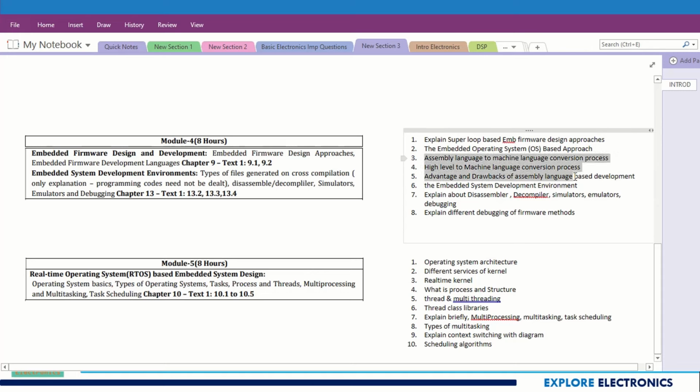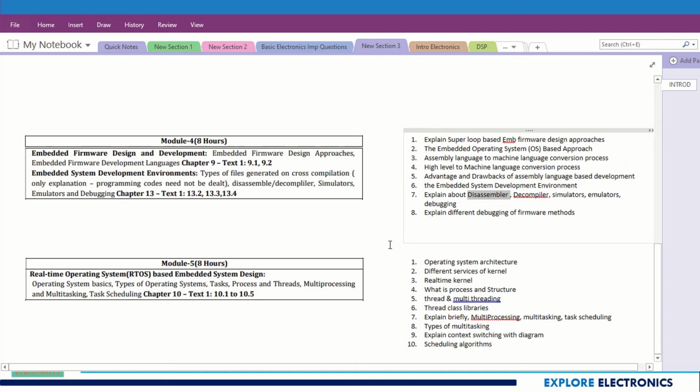This is also very, very important, these two. And coming to advantages and disadvantages of assembly language, you may get, or the embedded system development environment, they may ask. And these questions you can expect easily. They will ask any particular thing, or they may mix up and ask to explain briefly. They can ask like this.